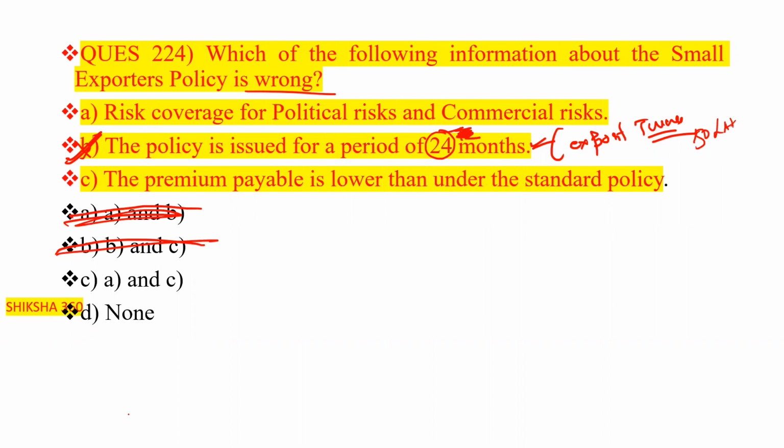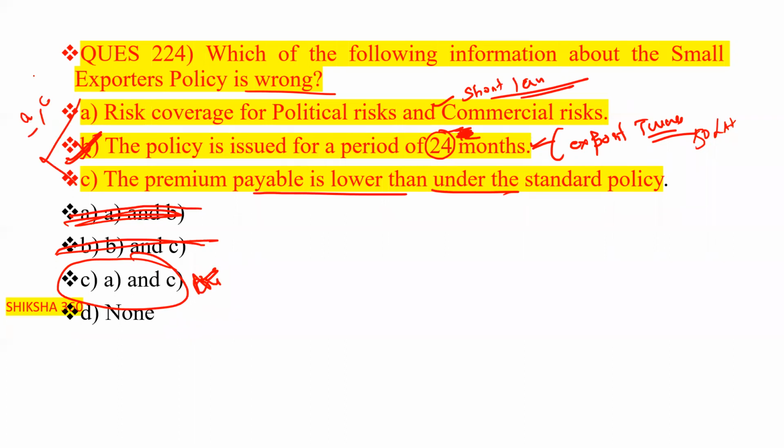Option A, risk coverage for political and commercial risk in the small exporter policy: this is not that. It is the short-term policy that covers both the political risk and the commercial risk. So this one is wrong. Then the premium payable here is lower than the standard policy. This one is also wrong. So option A is the correct answer here. Sorry, option C is the answer here. Both A and C are wrong.